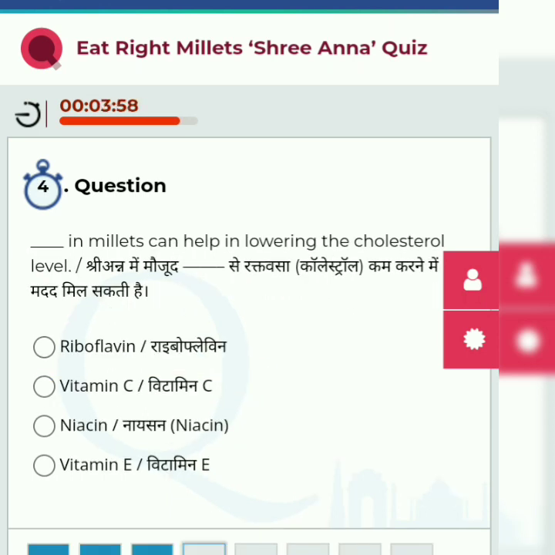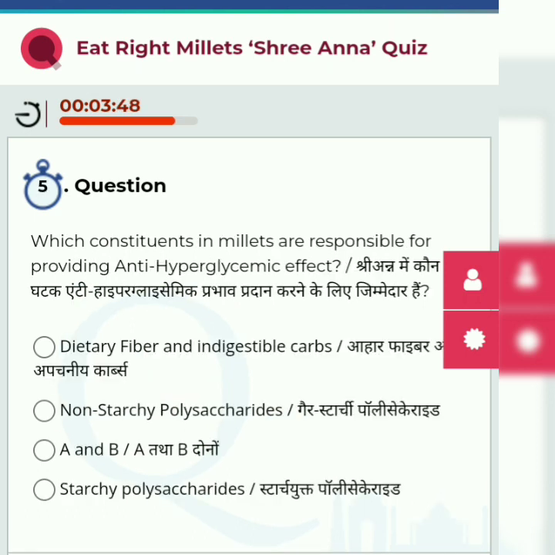Dash in millets can help in lowering the cholesterol level. Riboflavin, vitamin C, niacin, vitamin E. Which constituents in millets are responsible for providing anti-hyperglycemic effect? Dietary fiber and indigestible carbs, non-starchy polysaccharides, A and B starchy polysaccharides.